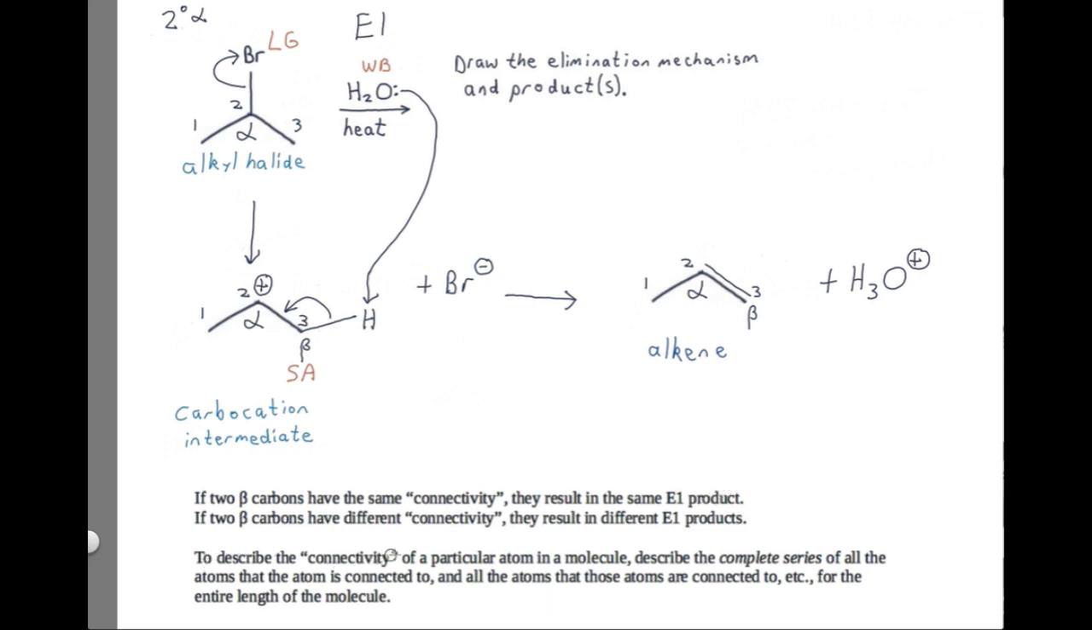You describe the connectivity of a particular atom in a molecule by describing the complete series of all the atoms that the atom is connected to and all the atoms that those atoms are connected to, etc., for the entire length of the molecule. For example, to describe the connectivity of carbon-3, we would say that carbon-3 is connected to 3 hydrogens and to a positive carbon. And the positive carbon is attached to 1 hydrogen and a methyl group.